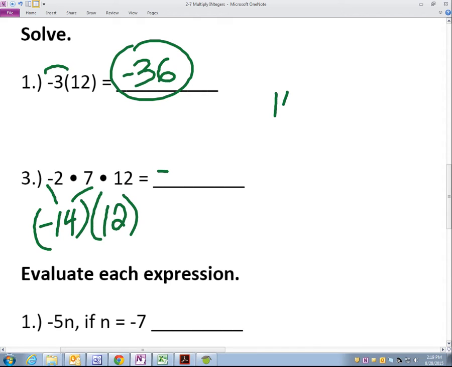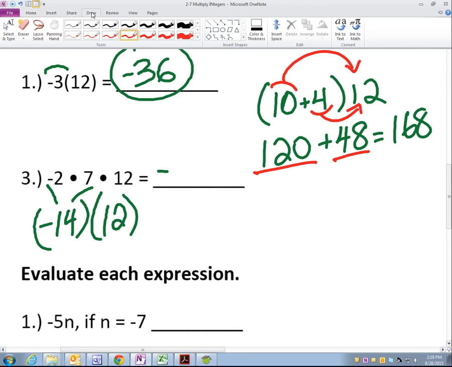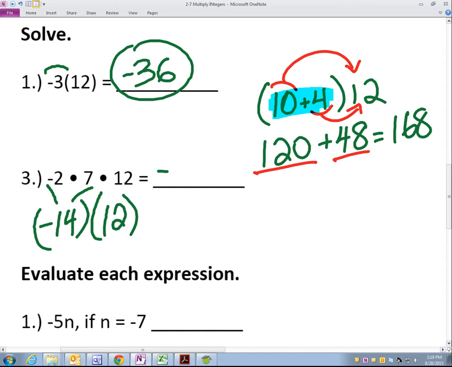Then I can do 10 plus 4 times 12. So I have 120 plus 48 equals 168. And what I did there is just the distributive property. 10 times 12 was 120. Added that to 4 times 12, which is 48. And notice how 10 plus 4 is 14. I used the distributive property.